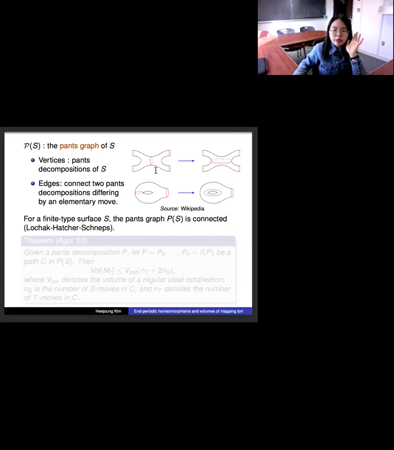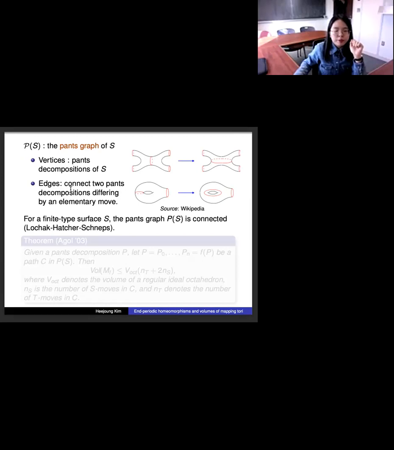So for a 4-punctured sphere, the move from this pants decomposition to here, or vice versa, we call the NS move, where N stands for sphere. And for a 1-punctured torus, from this pants decomposition to here, or vice versa, this elementary move is called the NT move, where T stands for torus.